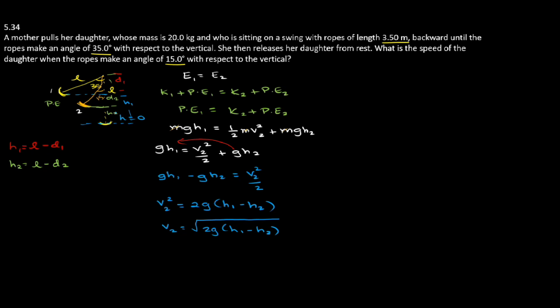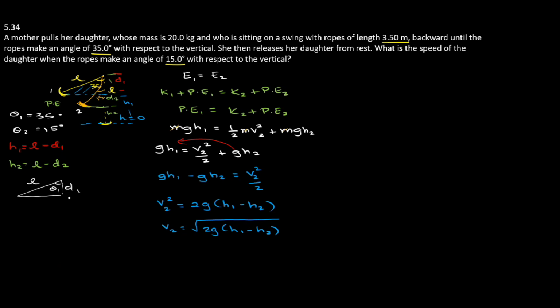We can just subtract the distance d1 from the length. But what is d1 and what is d2? How do we find that? So we have to use trigonometry here to find the length d1. If I make a small sketch of the region, this is how the diagram looks. This is the length of the rope, this is d1, and this is the angle theta 1. So we can say theta 1 is 35 and theta 2 is 15 degrees.